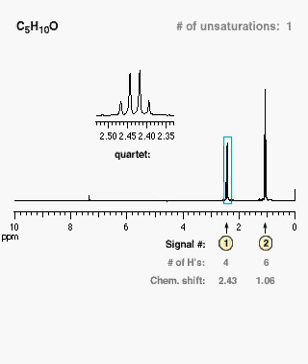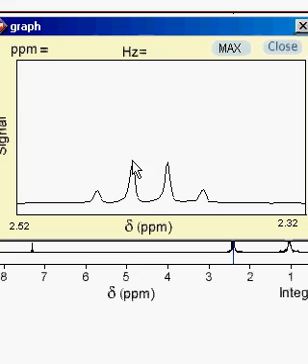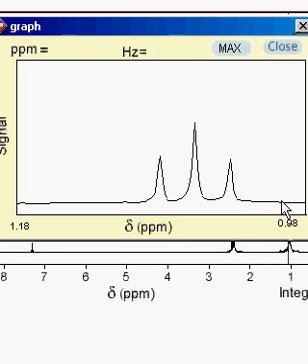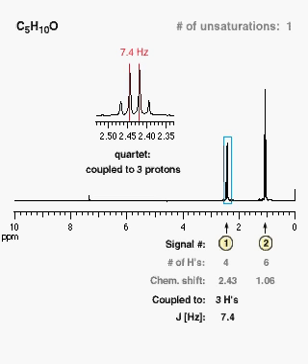The first signal is a simple quartet, which means that it is coupled to a set of 3 equivalent protons. The coupling constant, or J value, is the distance between any two peaks in Hertz. In expansion mode, click on one peak and note the frequency value in Hertz. Click on another peak and note the frequency value for that peak. Subtract the two values to obtain the coupling constant between the two peaks. 7.4 Hertz is a medium-sized J value, as expected for adjacent aliphatic hydrogens.